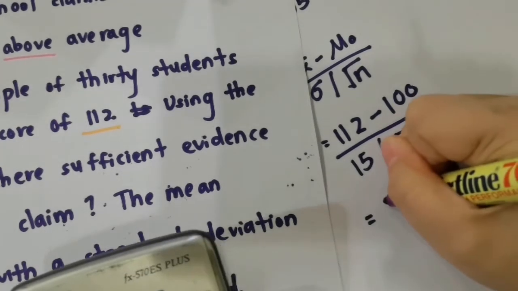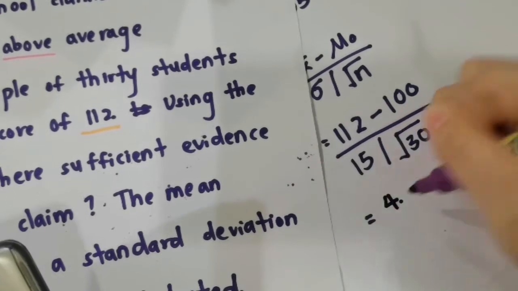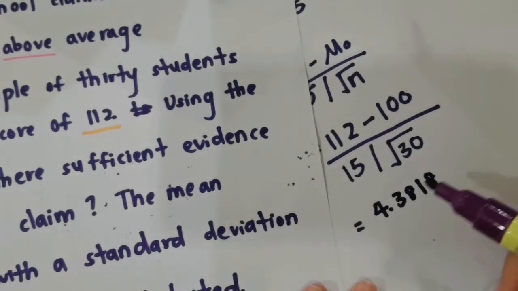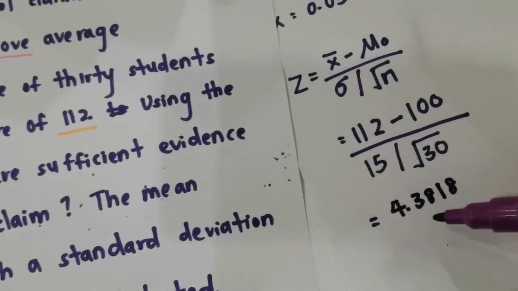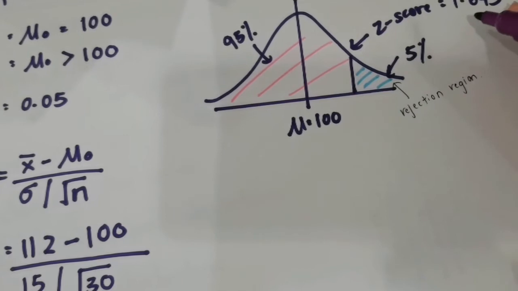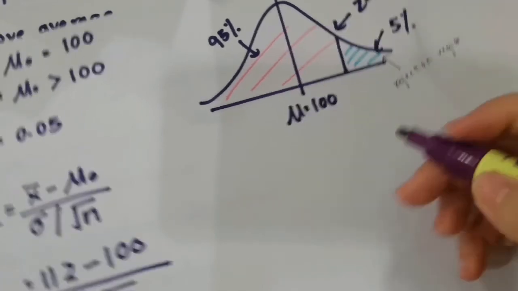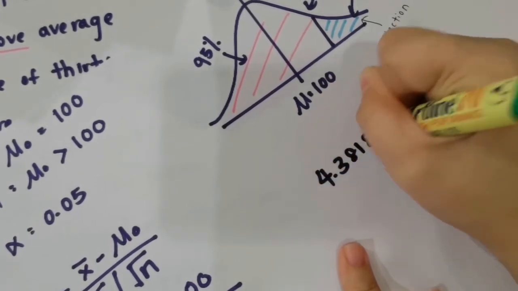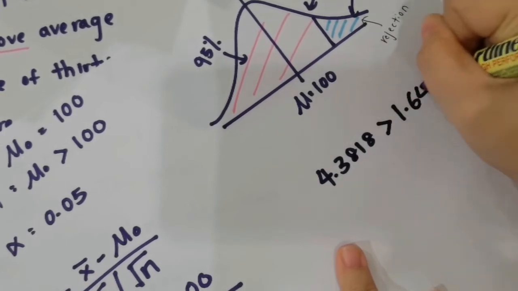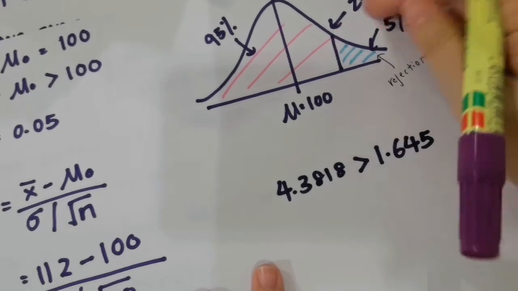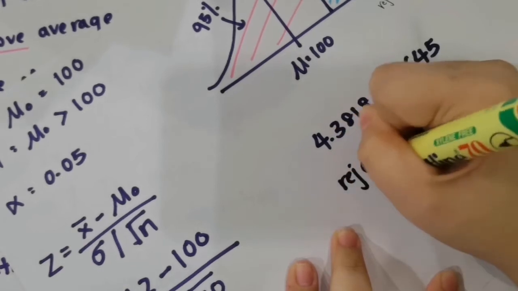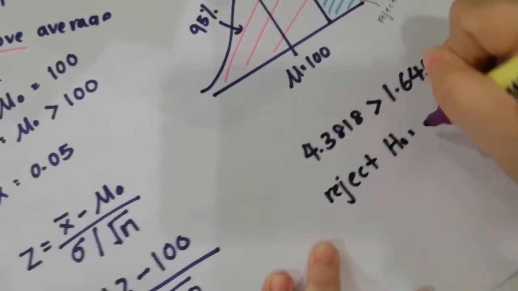So the answer is 4.3818. The Z we find here is 4.3818. We refer to the table, and the Z score is 1.645. So 4.3818 is bigger than 1.645, so it falls in the rejection region. So we can conclude that we need to reject the null hypothesis, which is this.